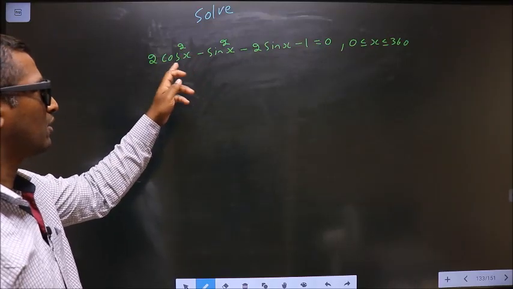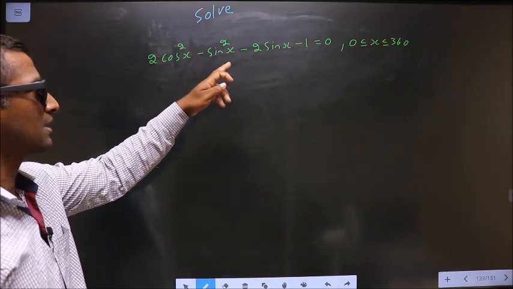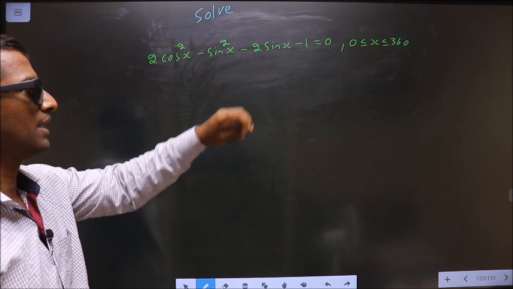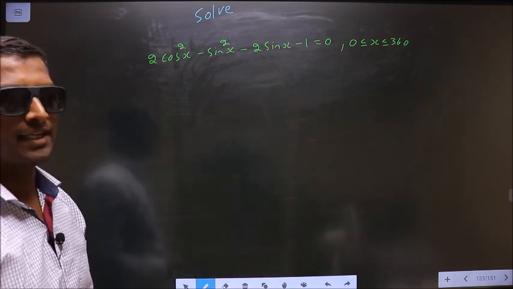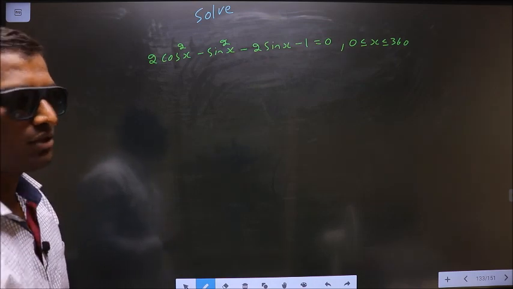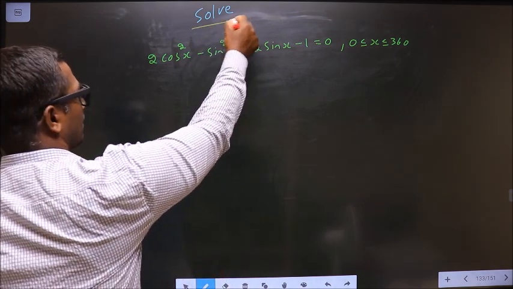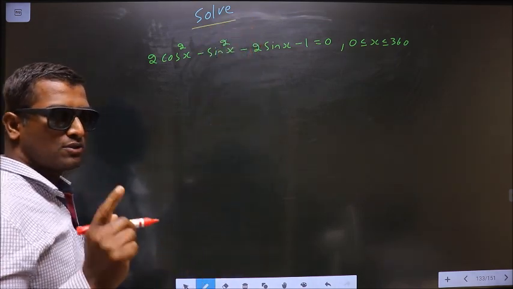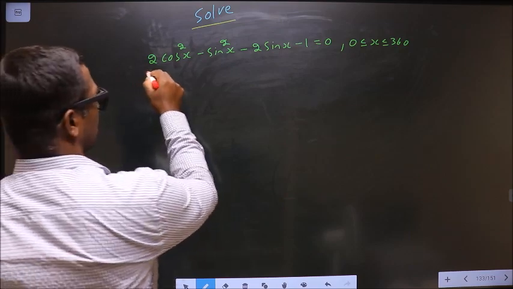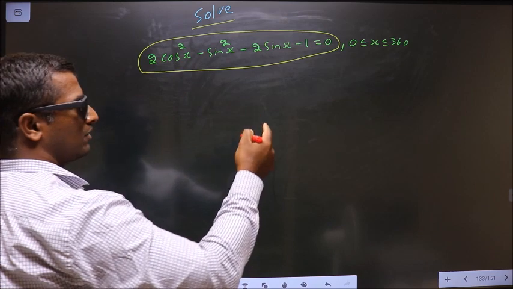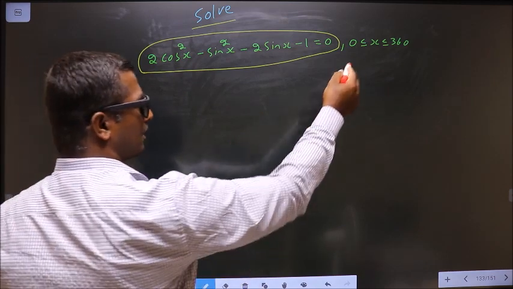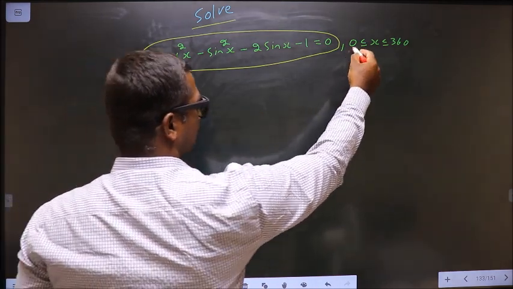Solve 2 cos square x minus sin square x minus 2 sin x minus 1 equal to 0, where x lies in 0 to 360 degrees. He told you to solve, so you should find the values for x satisfying this equation, and also it should lie in 0 to 360 degrees.